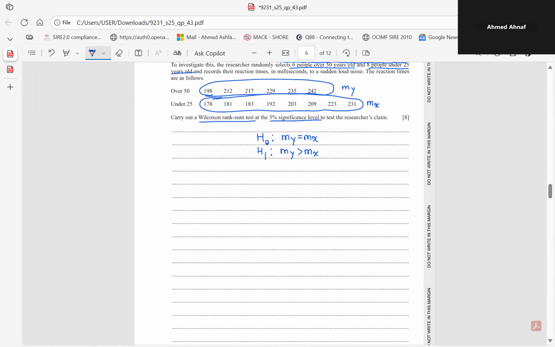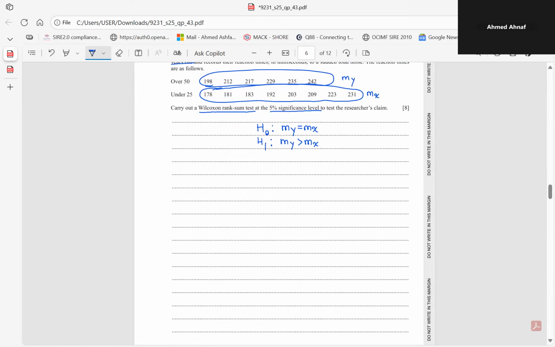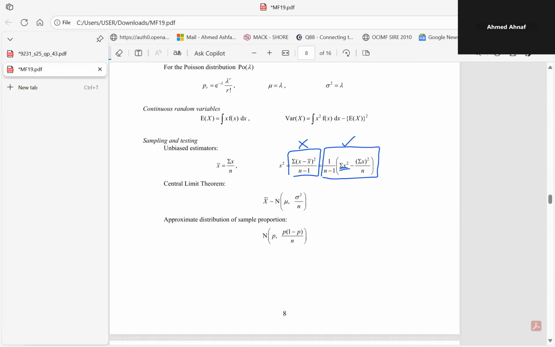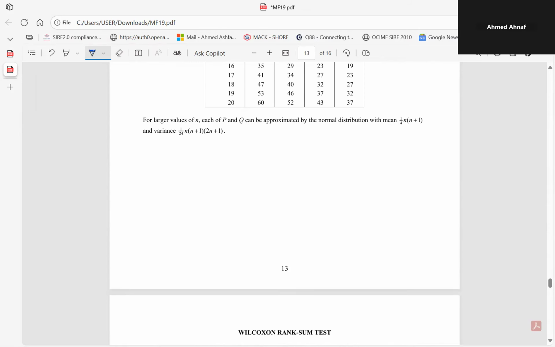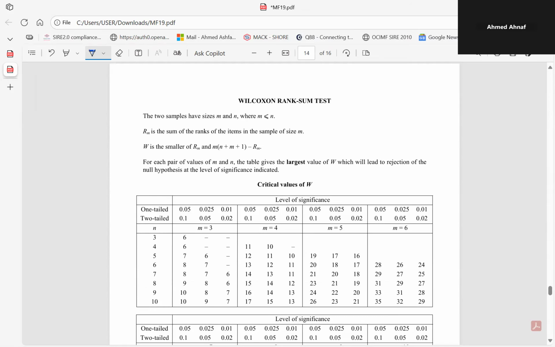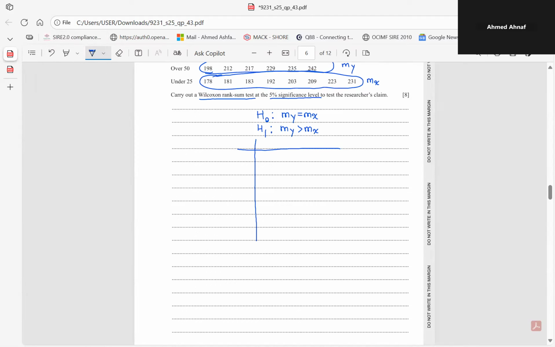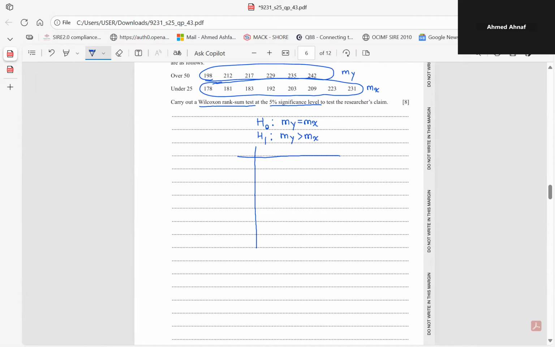To do this, we're going to rank each of them. Let's check the formula list, so we can see what we need. It's also useful for you if you forget what to do. Two sample sizes M and N, Rm is the sum of the ranks in W R M. Okay, so let's just rank all of them first.